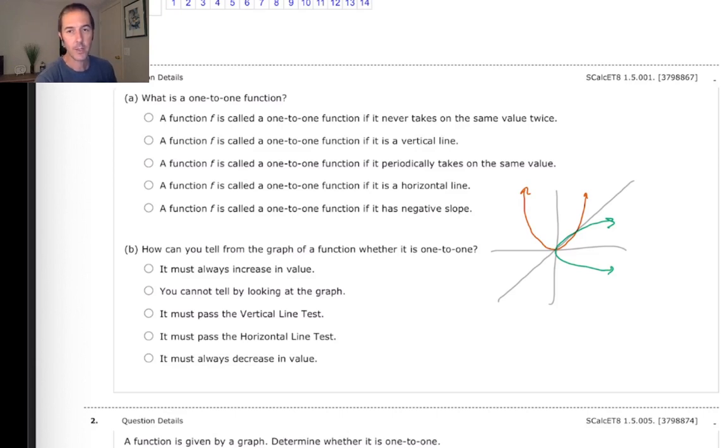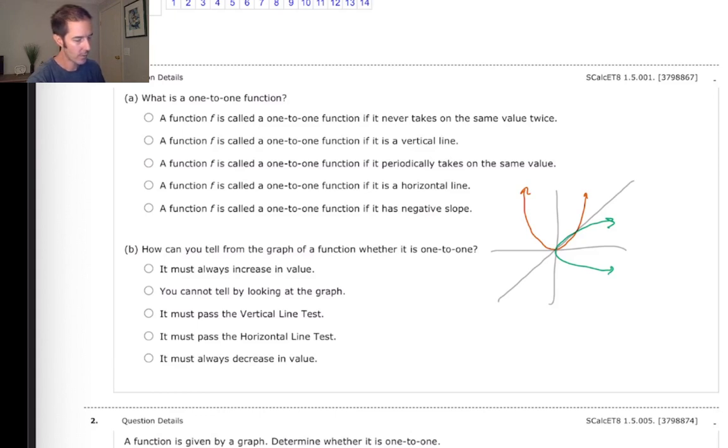The problem is that the graph of the inverse, the green sideways facing parabola, is clearly not the graph of a function. So again, what's a one-to-one function? A one-to-one function is a function that has an inverse that is also a function. So y equals x squared is not a one-to-one function. How can you tell from the graph whether it's one-to-one? Using the horizontal line test.